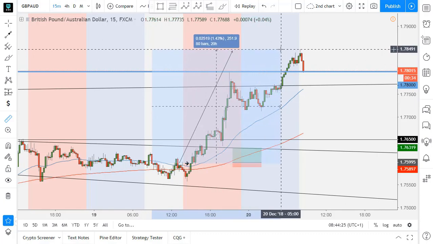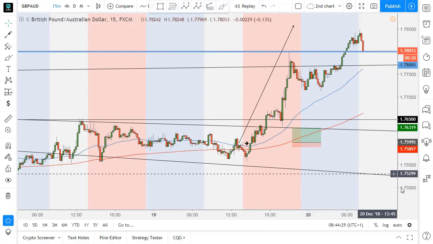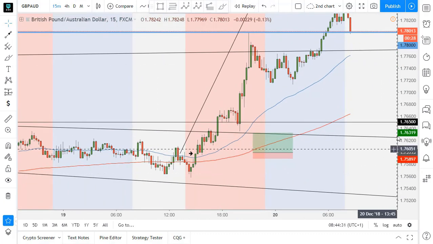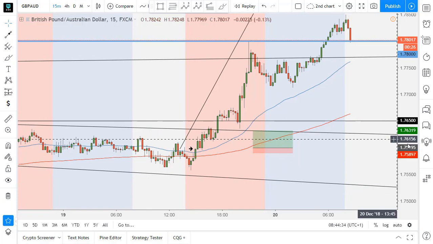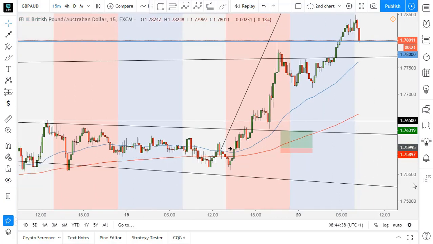Boom, 250 pip move straight from an entry on the 15-minute time frame. I mean, we're like snipers. We get the best, most accurate, risk-free entries that are going to run forever.